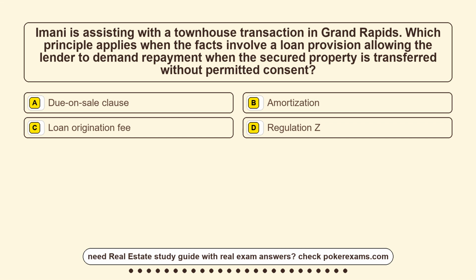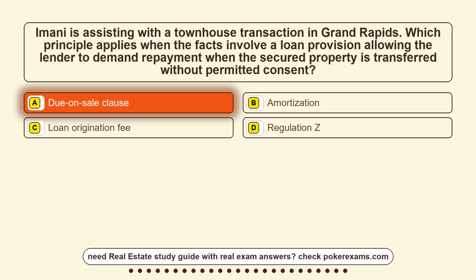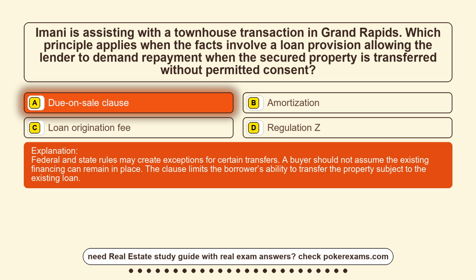Question 19. Imani is assisting with a townhouse transaction in Grand Rapids. Which principle applies when the facts involve a loan provision allowing the lender to demand repayment when the secured property is transferred without permitted consent? Option A, a due-on-sale clause. Option B, amortization. Option C, loan origination fee. Option D, Regulation Z. The correct answer is option A, due-on-sale clause. Federal and state rules may create exceptions for certain transfers. A buyer should not assume the existing financing can remain in place. The clause limits the borrower's ability to transfer the property subject to the existing loan.